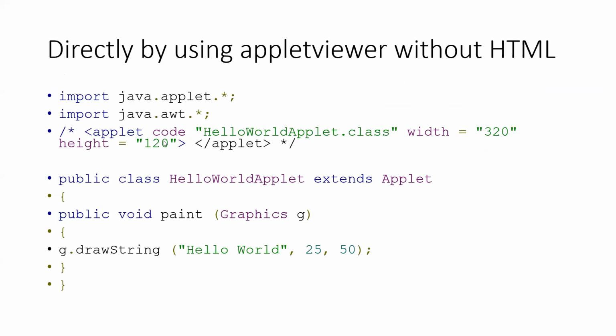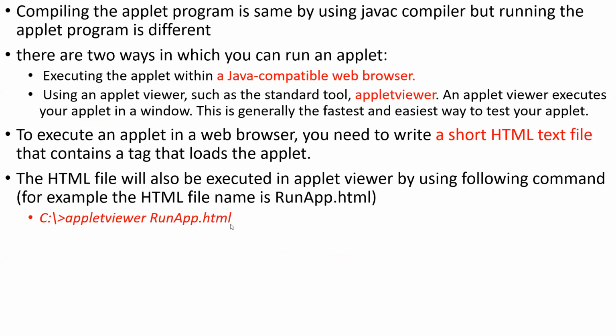So what we are supposed to do is, in this Java code itself, at the starting point, we have to write the applet tag information inside comments, so that the compiler won't execute it, but the applet viewer will identify it and perform the action. Okay, without HTML, the Java file will be executed directly. So I'll show that statement here.